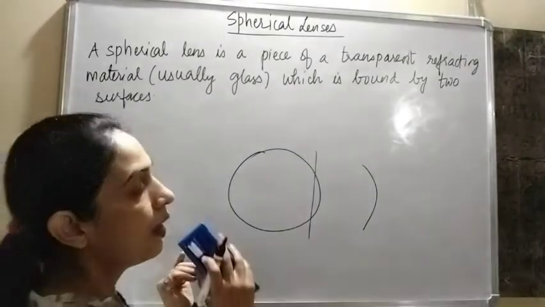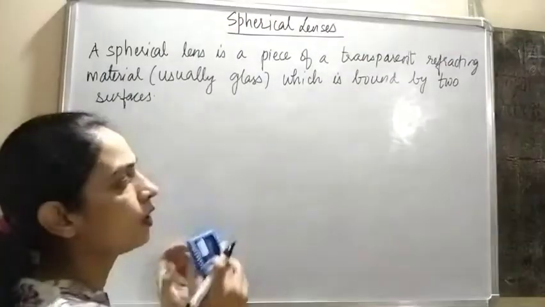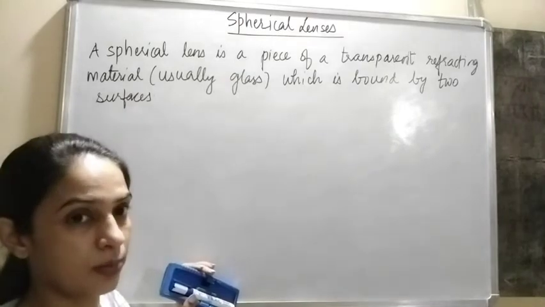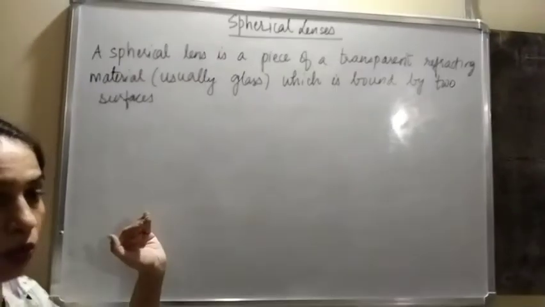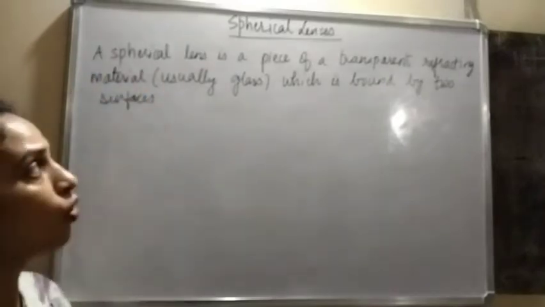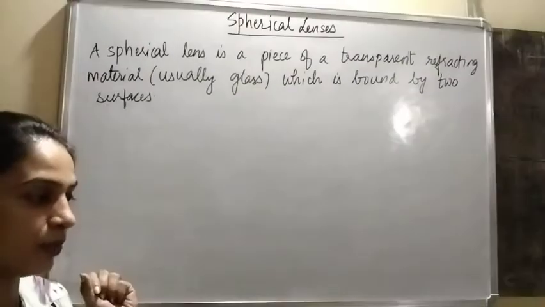Now here also we'll study two types of spherical lenses, like two types of spherical mirrors were concave mirror and convex mirror. Similarly, spherical lenses now. Firstly, what is a spherical lens? A spherical lens is a piece of a transparent refracting material.